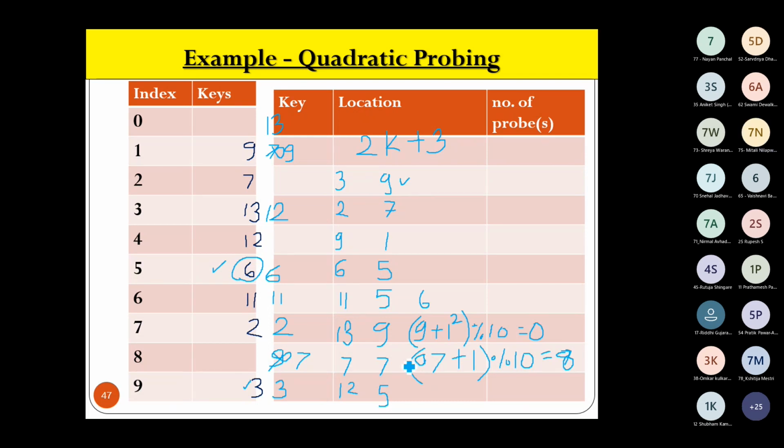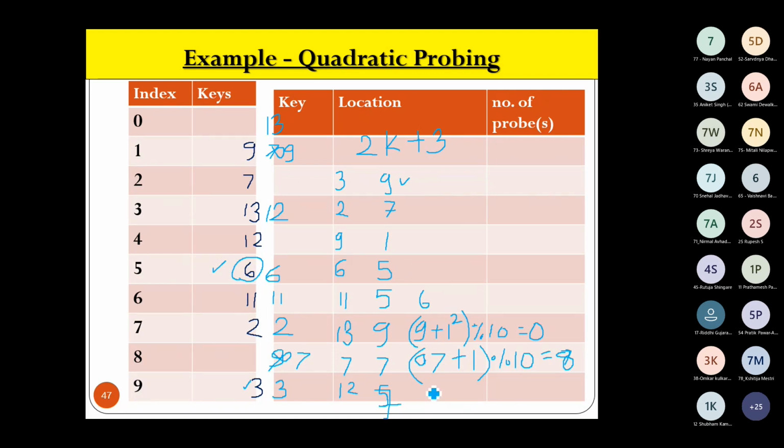Okay, good. So 12 twos are 24 plus 3 is 27. So 27 mod 10, this should be 7, right? Yes. This should be 7, and is location 7 occupied already? Yes, it is occupied already. So here collision has occurred.